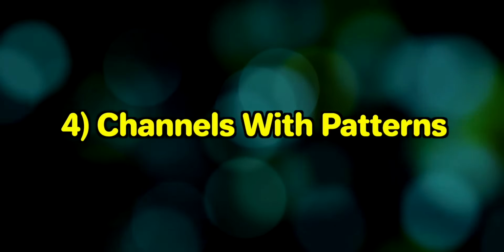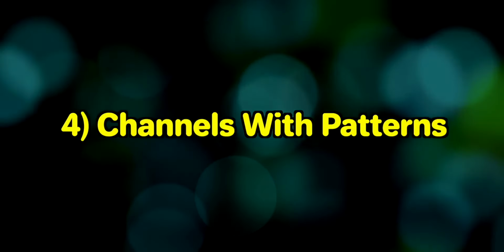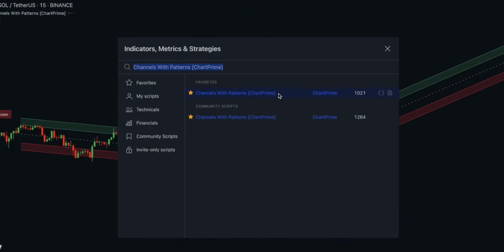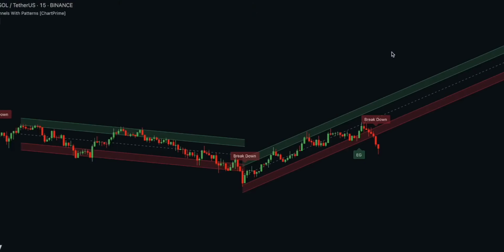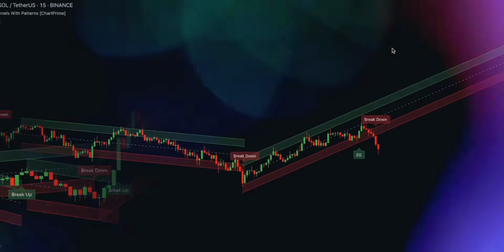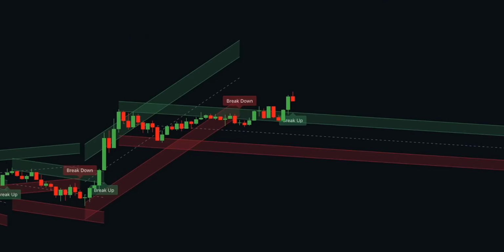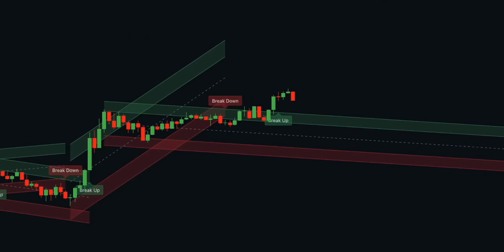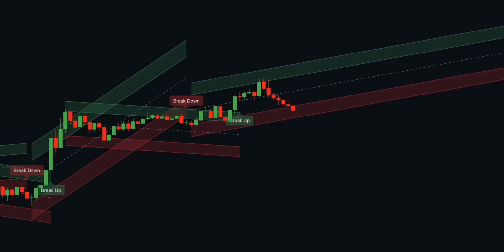The 4th indicator on my list is called Channels with Patterns by Chart Prime. This tool is similar to the previous one. However, this one uses trend lines to identify sniper entries. This indicator uses a single pivot in conjunction with a smooth version of the price to estimate the direction of an emerging trend. Using ATR, this indicator estimates the volatility of the new trend by adjusting the channel size by a multiple of the current ATR.